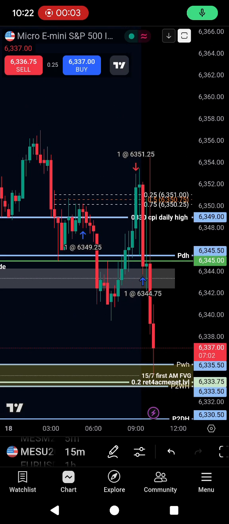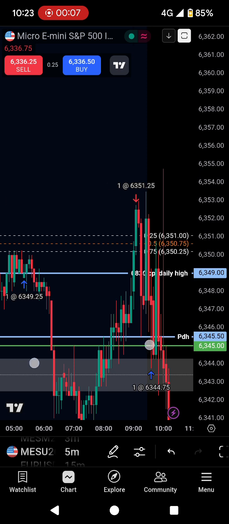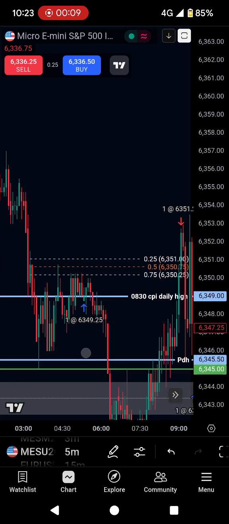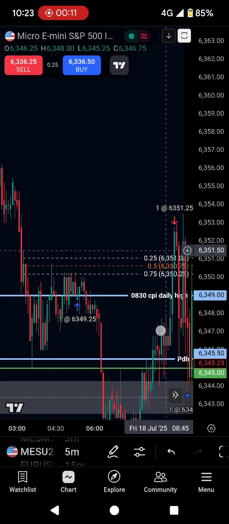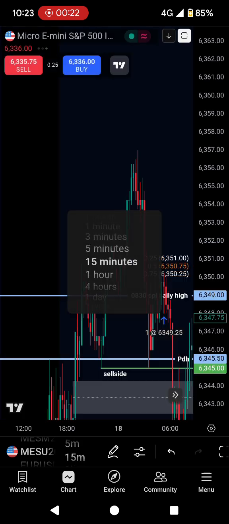Okay guys, so what can we see here? We entered at this 5-minute CB. So, 6351.25, which is here. We got filled at 8 o'clock, at 9 o'clock, and then this is the 15-minute chart.